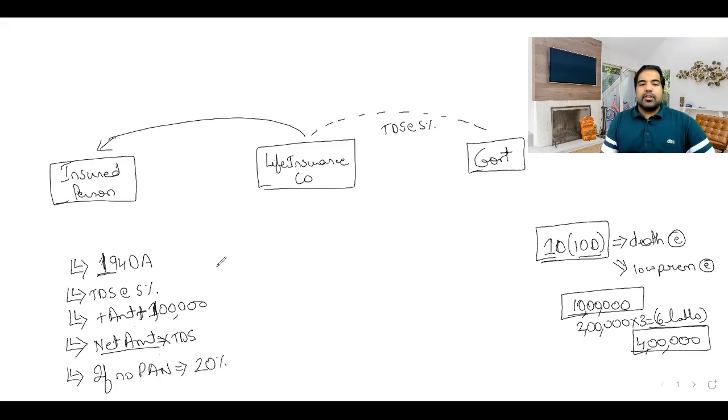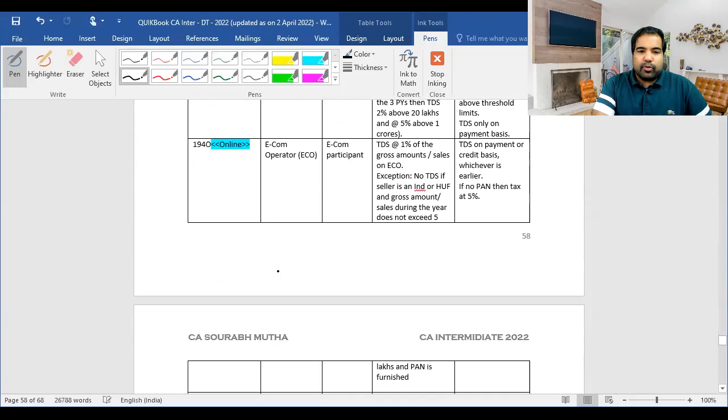Payment or credit, whichever is earlier, all that remains common. Anything else? Yes, that's about it. So this is 194DA, death amount, TDS at the rate of 5% if the amount is more than 1 lakh on the net amount. So you'll have to calculate the net amount every time, as this is 194DA.